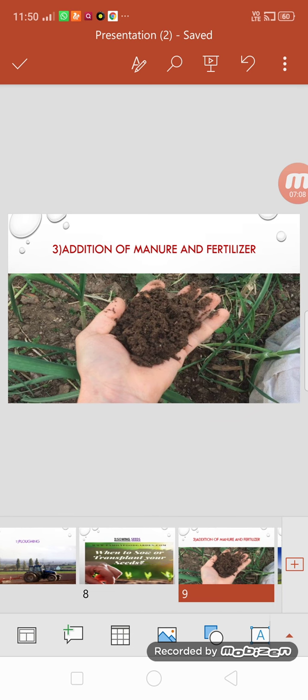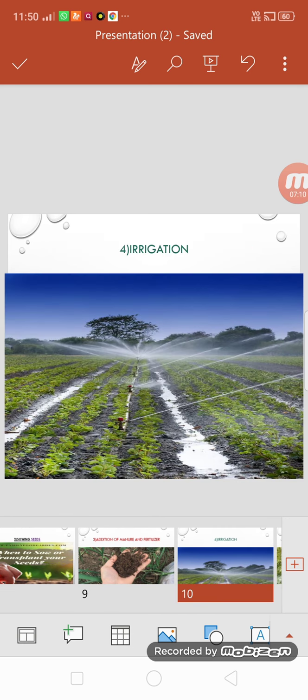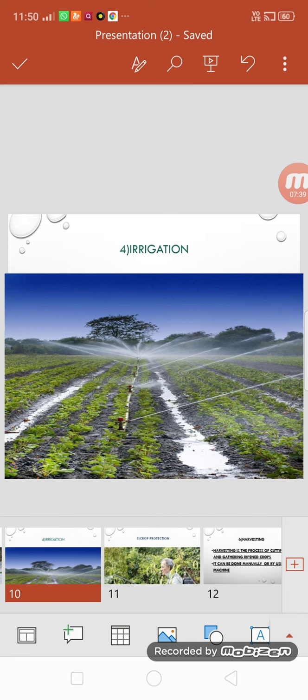Then the next step, the fourth step of agriculture, is irrigation. Whatever manure and fertilizer you have spread into the field needs to be absorbed by the soil. How will they be absorbed? When you water the field, right? Along with the water, the manure and fertilizers will be absorbed into the soil and will reach the crops or the plants, okay? So irrigation is the fourth step.